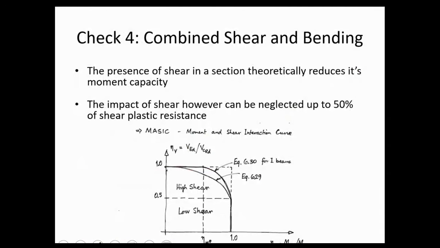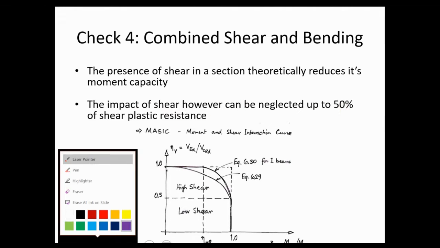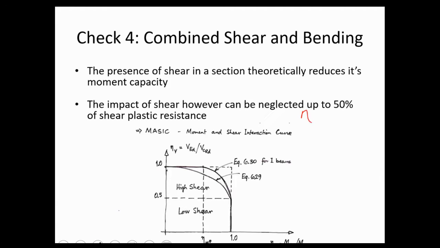Okay, so I'm going to combine moment and shear. So here we're saying that the impact of shear can be neglected up to 50% of the plastic resistance. So in other words, what does that mean? That means that if I have the demand, so if I have VED, if I have the demand divided by the capacity, and if that's less than or equal to 0.5, less than or equal to 50%, that implies I can ignore combined moment and shear.